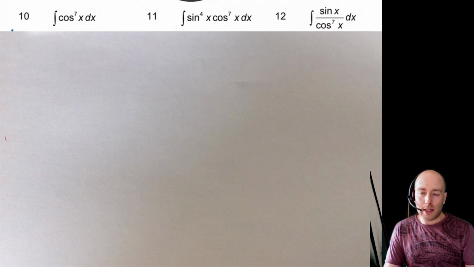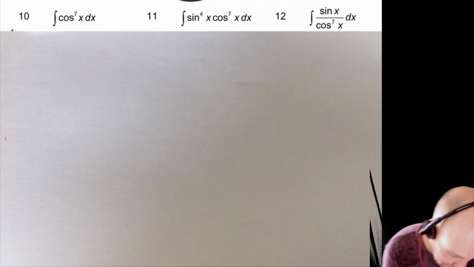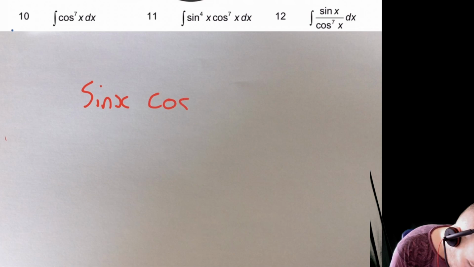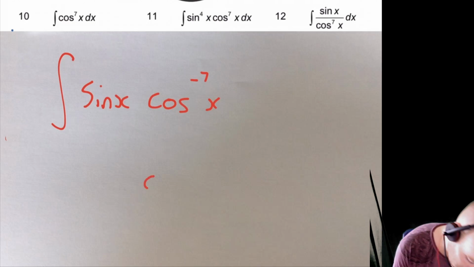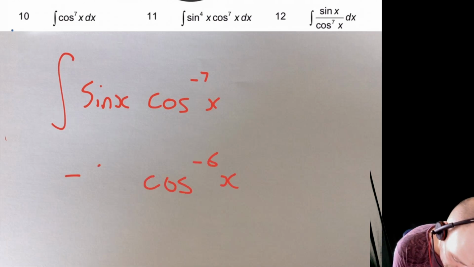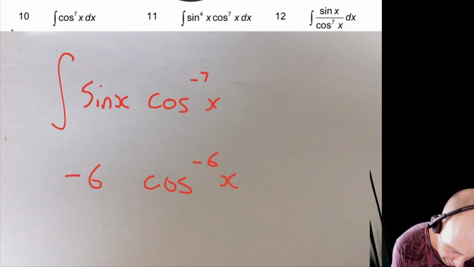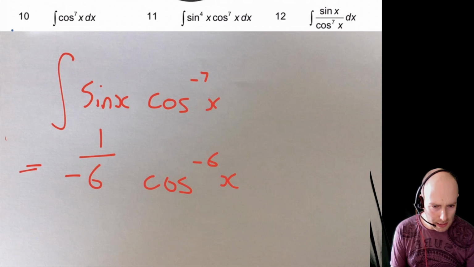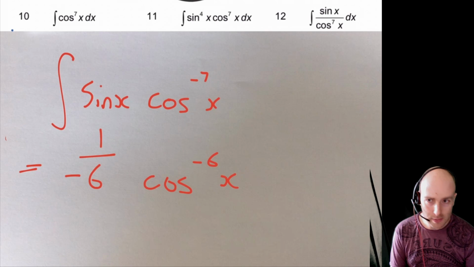The next one is going to be, we could write this one as sine x cos to the minus 7x. So we're going to try cos to the minus 6x, which will give us minus 6 cos to the minus 6 times sine, so we need to divide by that. So that's what you get for number 12. So Dan, yeah, good job there, but you needed a minus sign. 11 would take ages, so let's leave it.